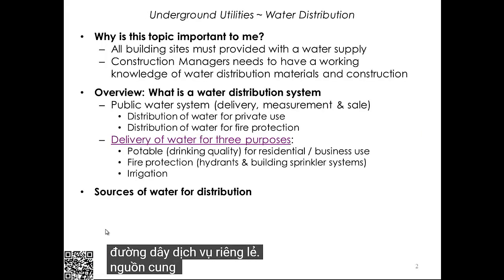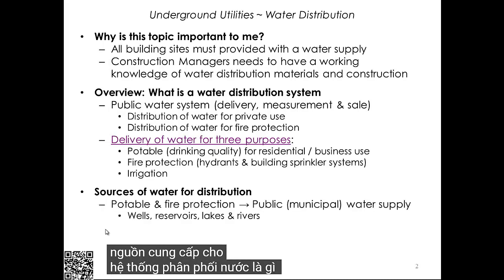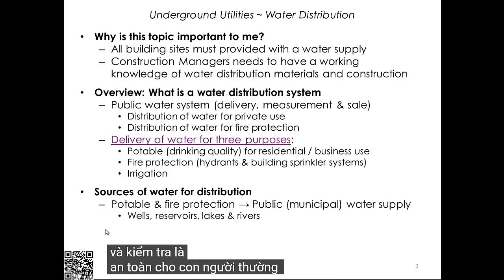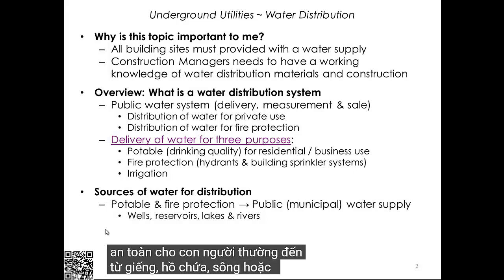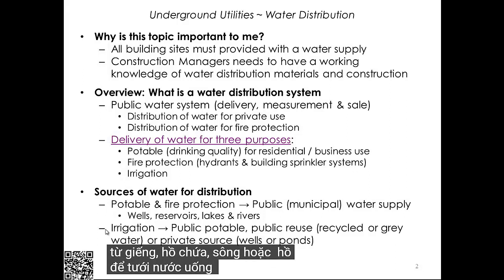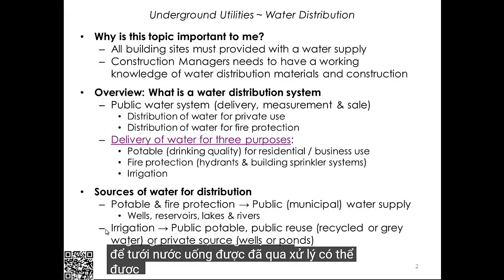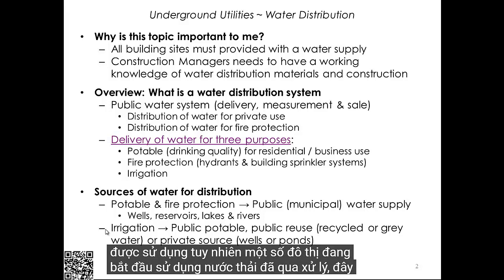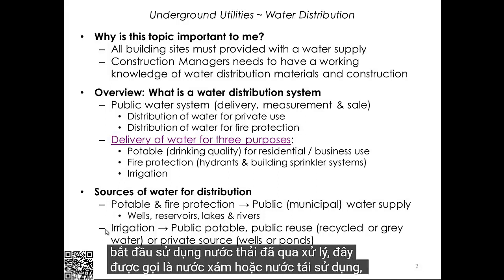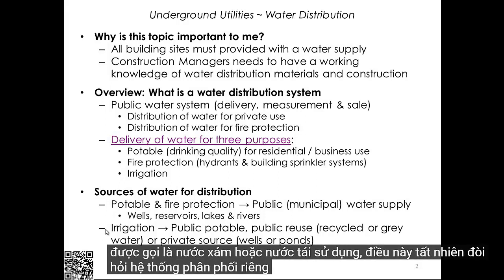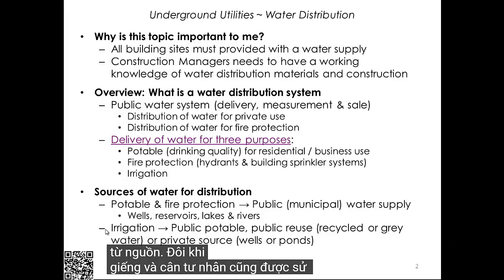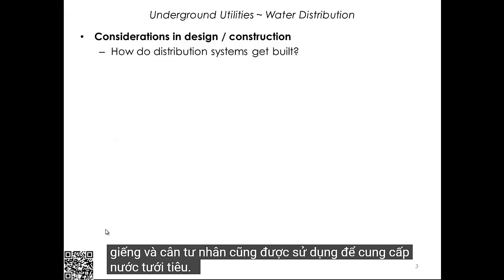What are the sources of supply for the water distribution system? Public potable water, which is treated and tested to be safe for human consumption, usually comes from wells, reservoirs, rivers, or lakes. For irrigation, treated potable water may be used. However, some municipalities are starting to use treated wastewater. This is called gray or reuse water. This, of course, requires its own distribution system from the source. Sometimes private wells and ponds are also used to supply irrigation water.